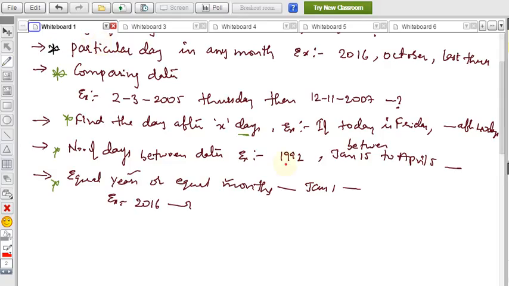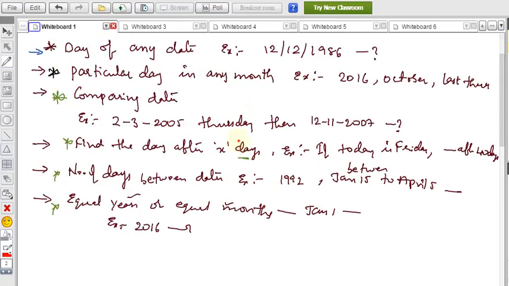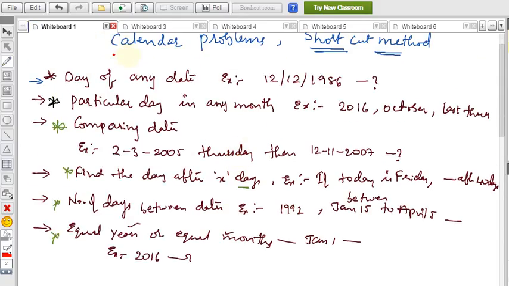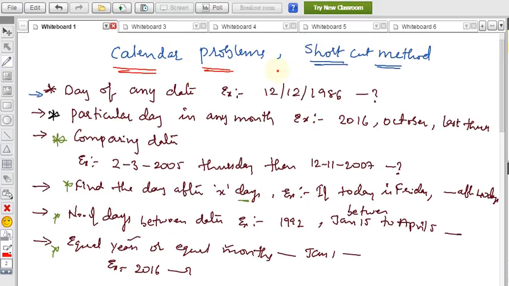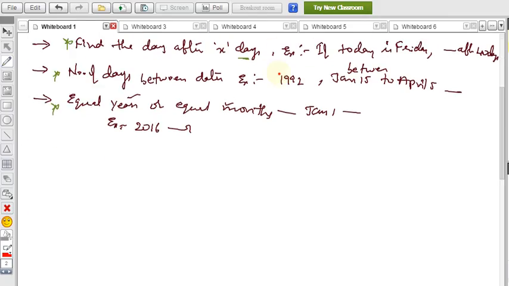Let's see the topics. These are the important topics from the calendar problems, all the problems together. Shortcut methods to find the day of a date and a particular day.